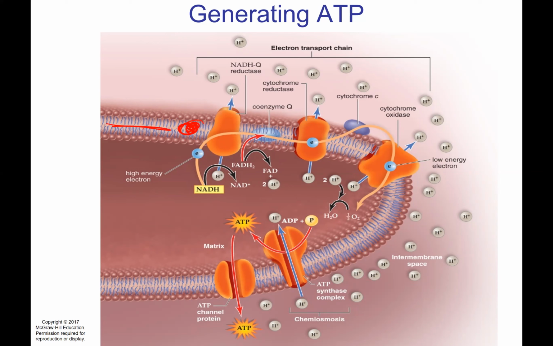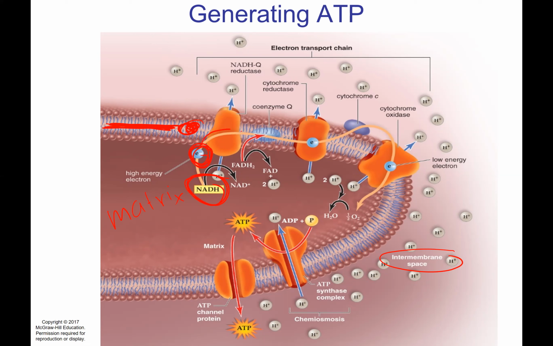So this is our cristae of the mitochondria. This is the matrix. And then this is the inner membrane space. So right here we have our electron carrier, NADH. It is going to drop off its electrons, okay?